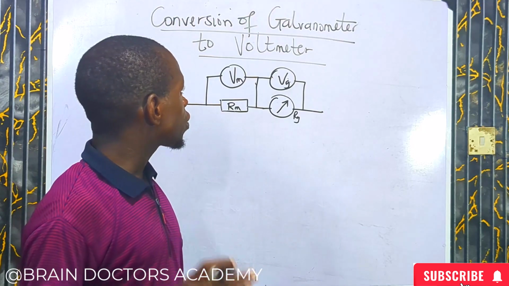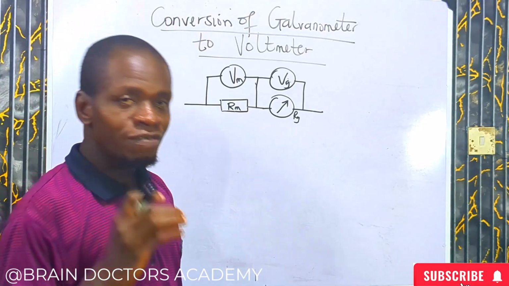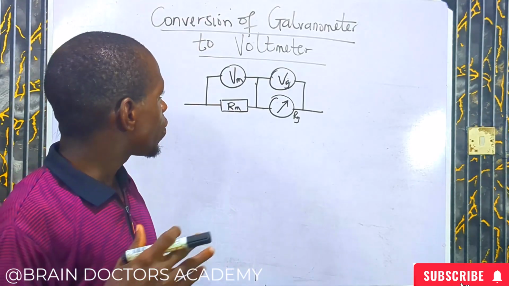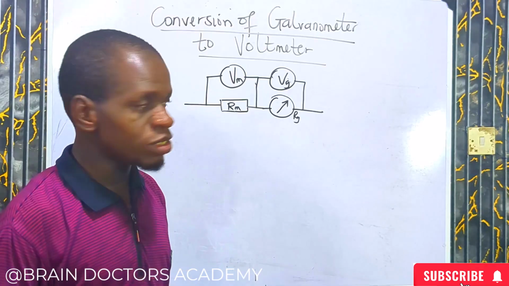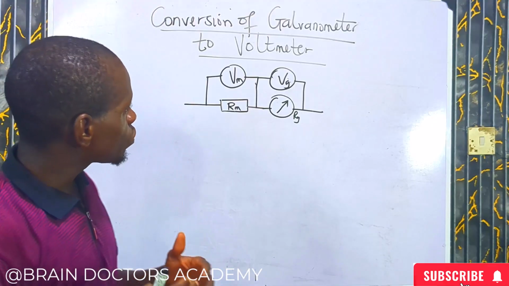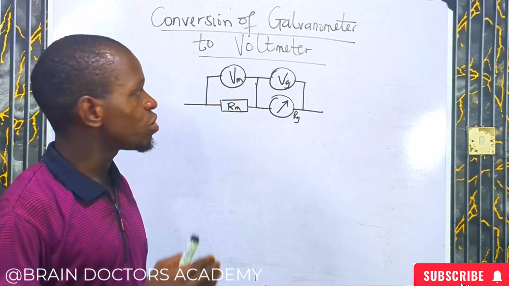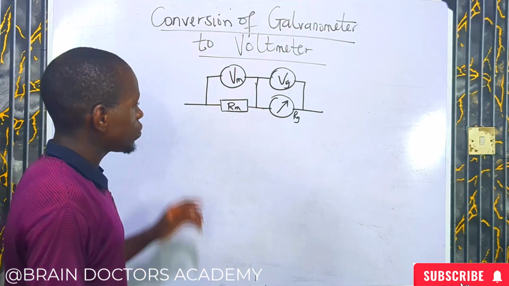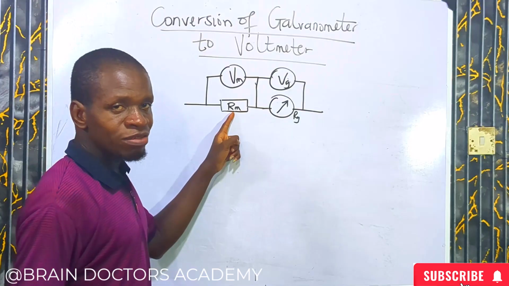Let's consider conversion of galvanometer to voltmeter. You know too well that a galvanometer is used to measure small amounts of current, while a voltmeter is used to measure potential difference, or voltage. Now, if you want to convert a galvanometer to a voltmeter, that is, make a galvanometer act like a voltmeter, what do you need? The only thing you need to do is connect a high resistance resistor known as a multiplier.